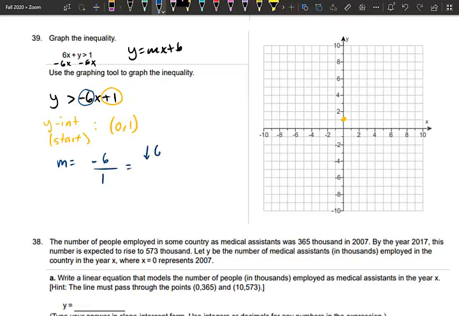That means I go down 6, right 1. So from my start, from my y-intercept, I'm going to go down 6, right 1. So 1, 2, 3, 4, 5, 6, right 1. And there's my point. From there, I need to connect the dots. Since there is no line underneath it, we are going to have a dotted line. So when we connect the dots, it's going to be a dotted line.